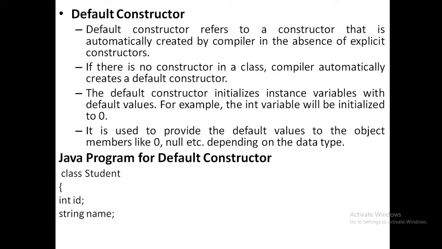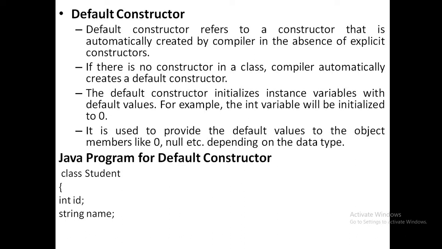These default values depend on the data type that is used for declaring those variables. That is, an int variable will be initialized with 0. Here this default constructor is used to provide default values to the object members like 0, null, etc., depending on the data type.